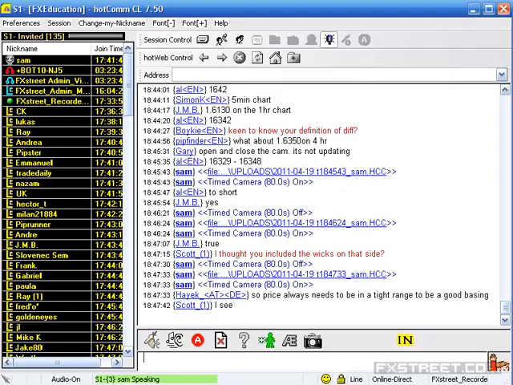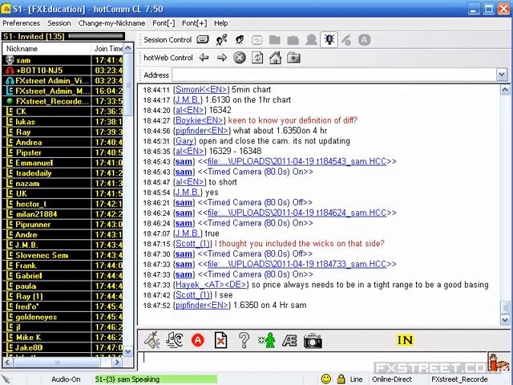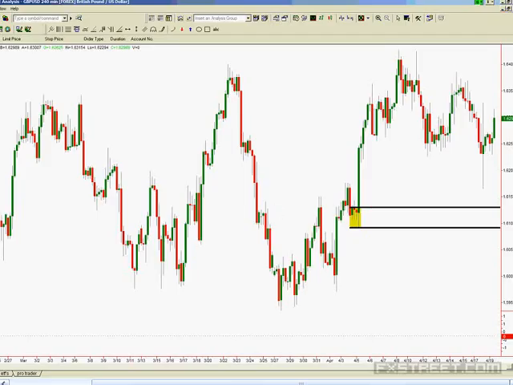Tight range hack is good. It's lower risk. It shows a stronger, tighter battle between the willing buyers and willing sellers, and so on. Okay.